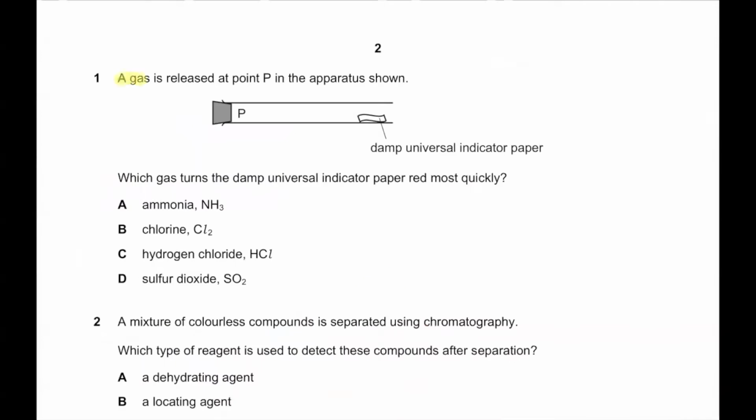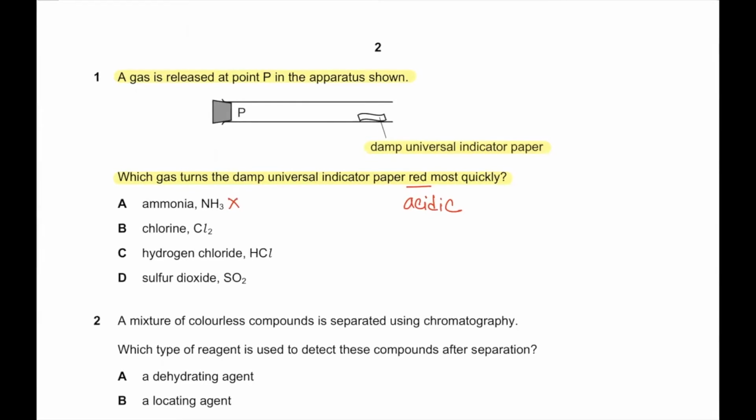Question number 1. A gas is released at a point P in the apparatus shown. There is a damp universal indicator paper. Which gas turns the damp universal indicator paper red most quickly? Now we know that universal indicator paper will turn red if there is an acidic gas. So ammonia is not an acidic gas. Chlorine is not an acidic gas. All right, it will rather bleach the indicator paper. So we have HCl and sulfur dioxide, which are acidic gases.